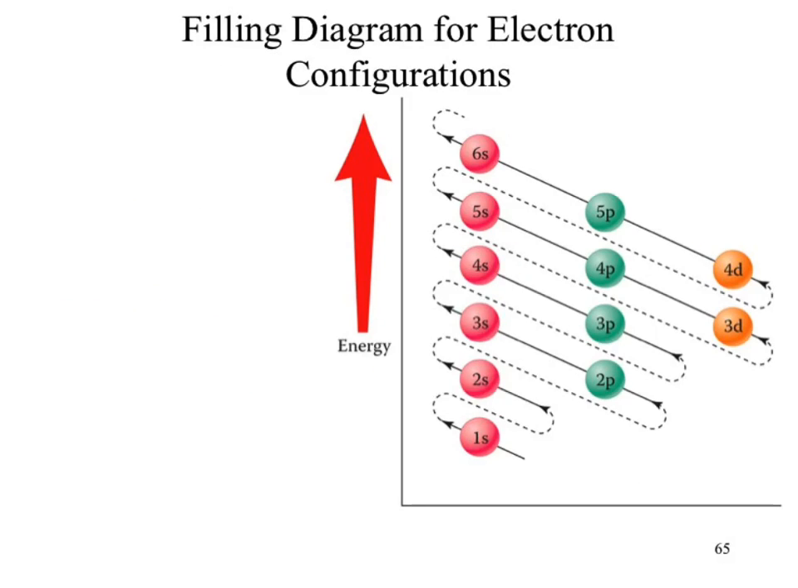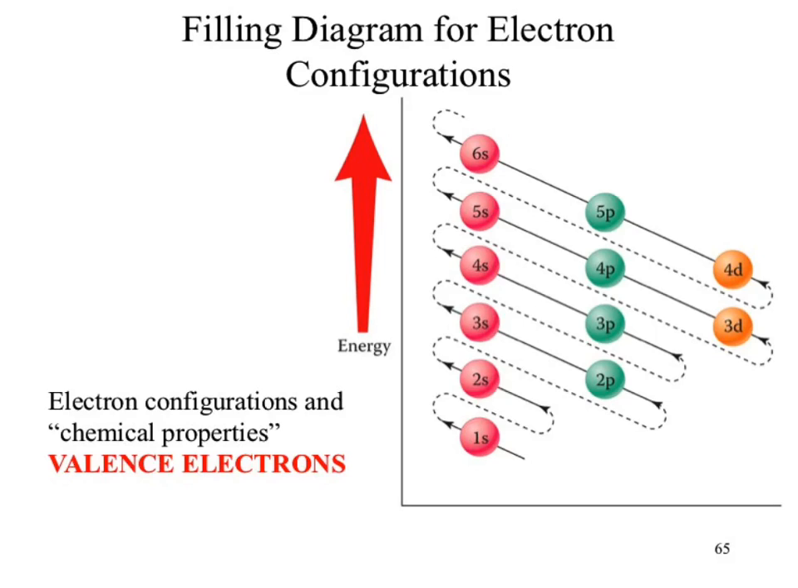You might see this if you know how to cross stitch. You move through and you double back. This is an attempt at saying you can memorize how to fill your electrons. Or use the periodic table.